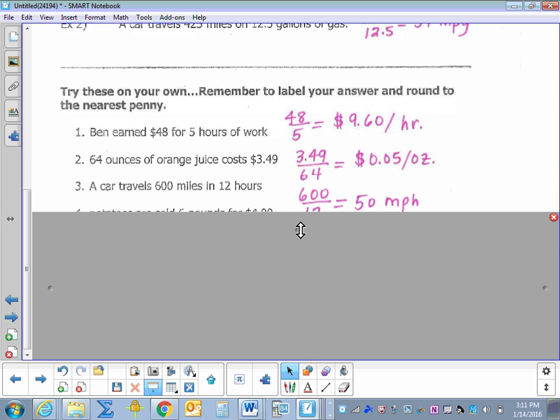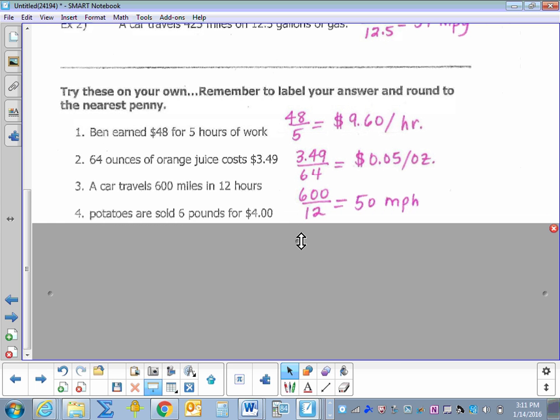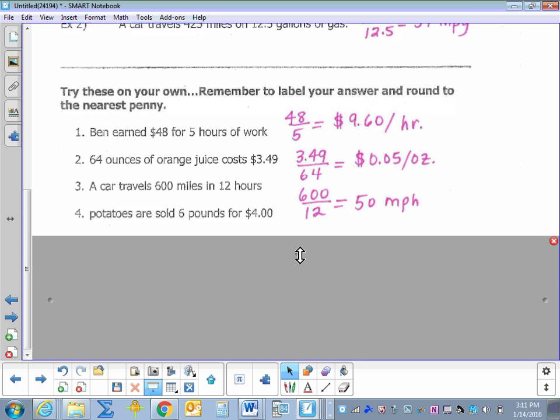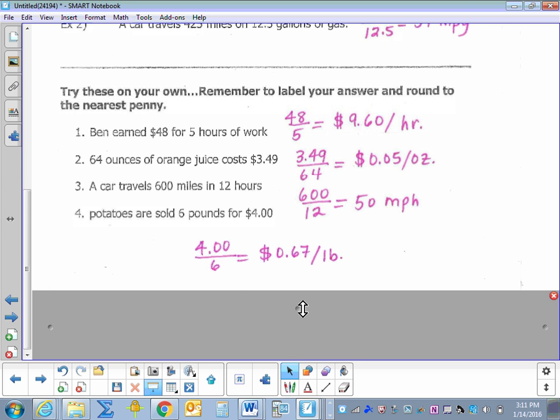A car travels 600 miles in 12 hours. 600 divided by 12 is 50 miles per hour. And potatoes are sold 6 pounds for $4. So $4 divided by 6 is about 67 cents a pound.